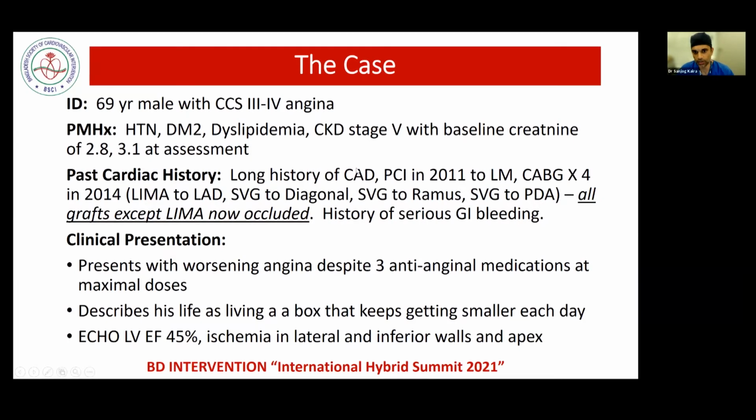His past cardiac history indicated a long history of coronary disease. He had PCI to the left main in 2011 with in-stent restenosis. He had CABG in 2014. And then other than the LIMA to the LAD, the vein graft to a diagonal, vein graft to a ramus, vein graft to a PDA were all down. So he was living on his LIMA to his LAD. He also had a history of GI bleeding, which those of you who think about DAPT toleration and these kinds of things are going to recognize as a really important issue.